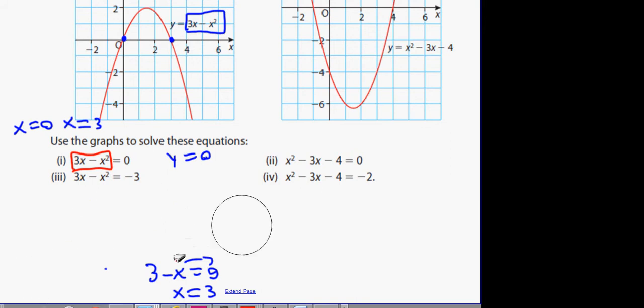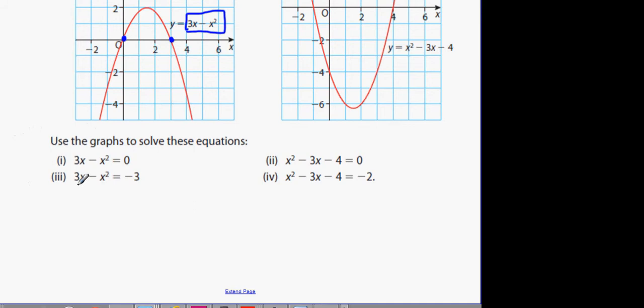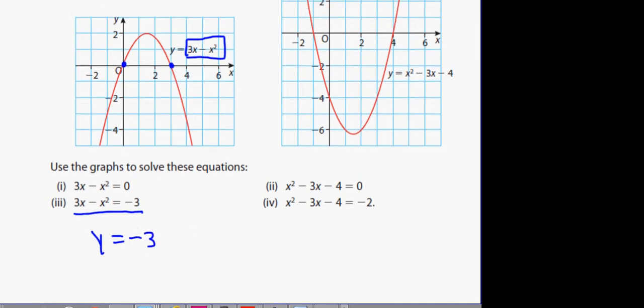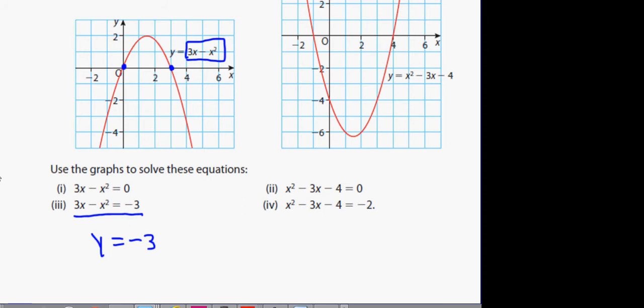What's this the same as? Can anybody tell me? Y equals minus 3. Okay? And when y equals minus 3, what is the answer for y equals minus 3? Anybody? Minus 1 and 4. Who got that one out? Well done. Minus 1 and 4.